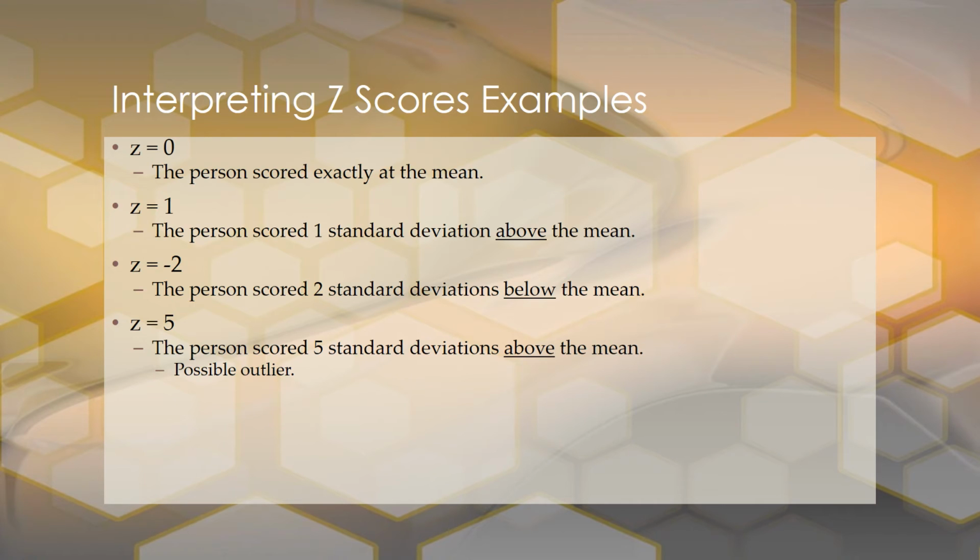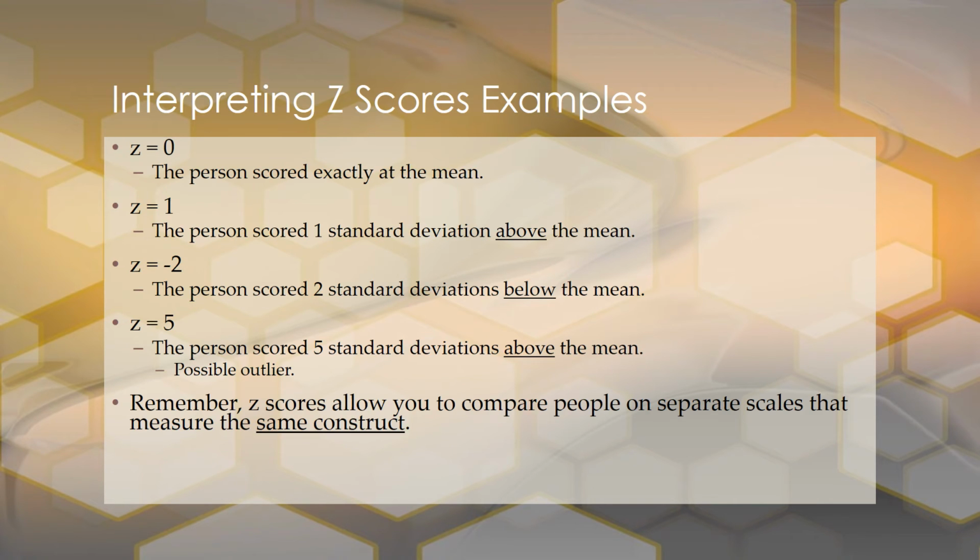Z-scores tell you how many standard deviations you are from the mean. So if you have 5 as your Z-score, then you're 5 standard deviations from the mean, and to be exact, above the mean. So this could be a possible outlier. Z-scores can be helpful in determining which ones are outliers.